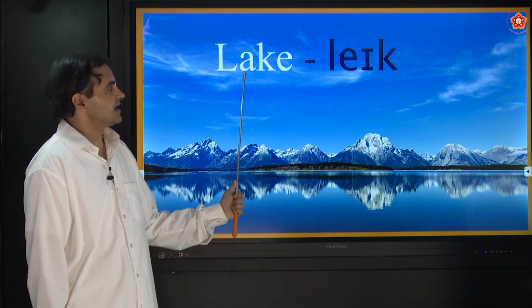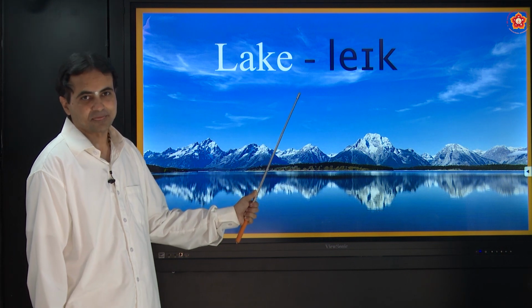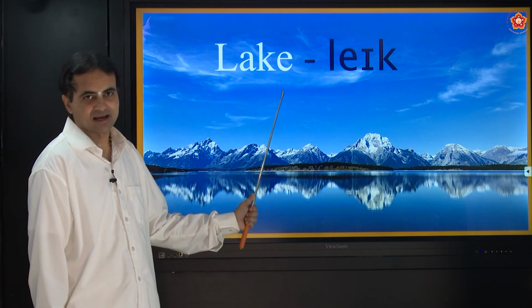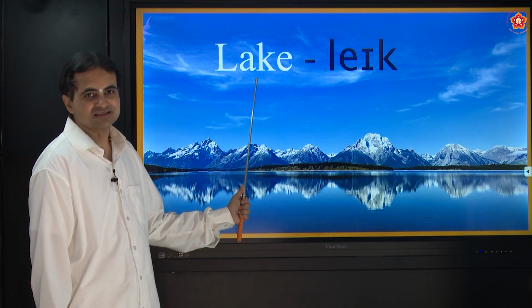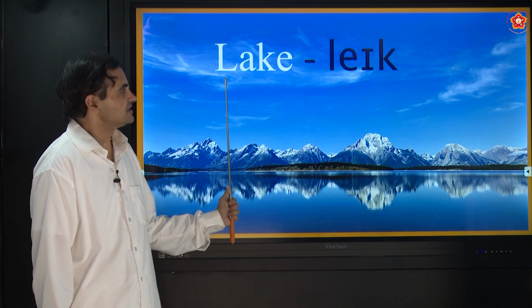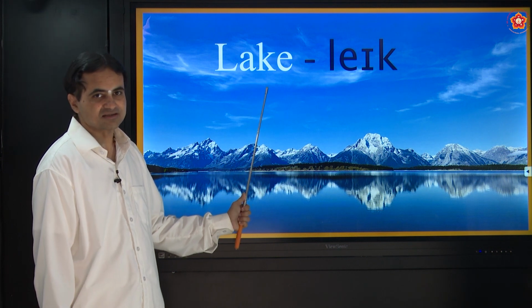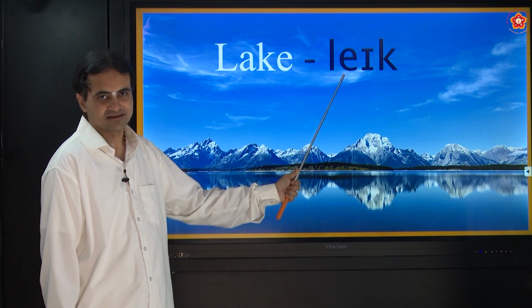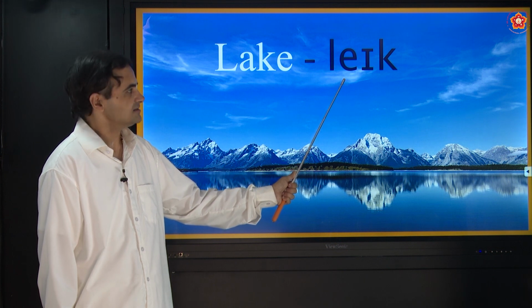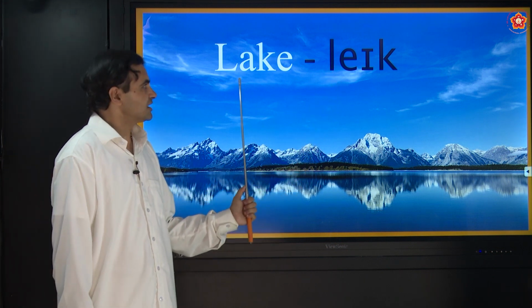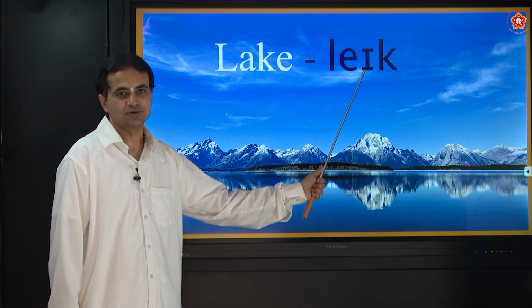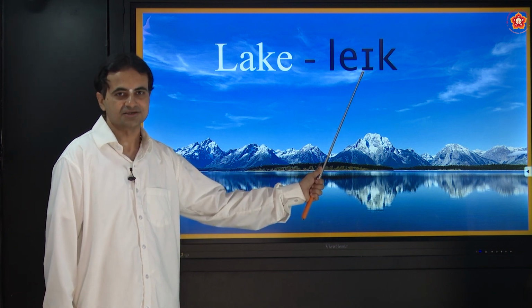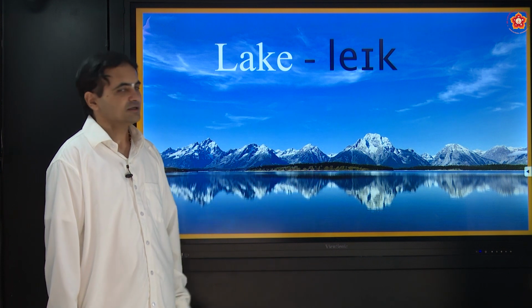So here L-A-K-E is the alphabetic spelling. Generally people say it with the short A. In India we all see the spelling and pronounce it accordingly, so we say it that way. But the actual pronunciation is lake. That's the only difference. Wherever the short A comes in Indian pronunciation, we have to make it the diphthong. That is the original, correct pronunciation actually. Next one.